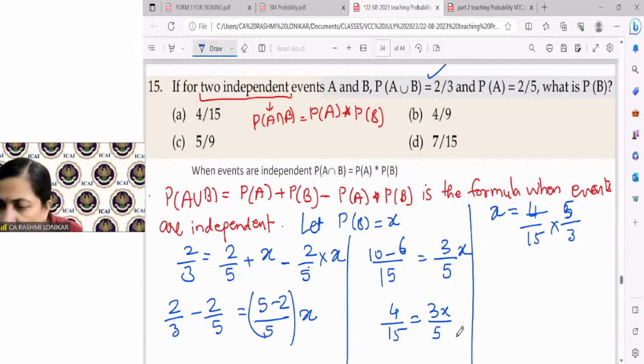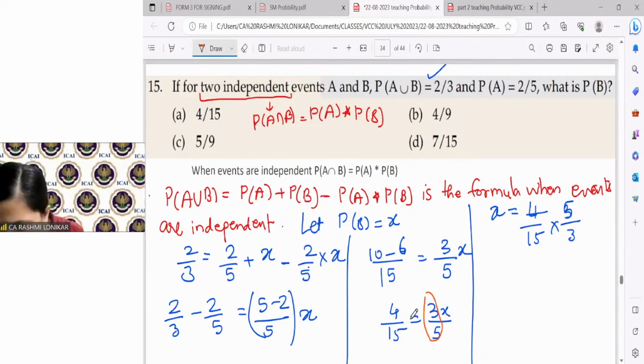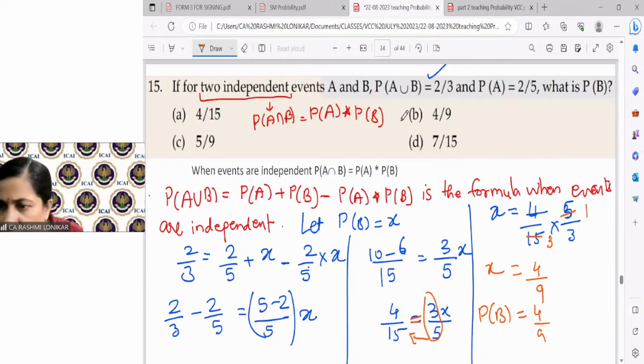Okay, 4 upon 15 and this 3 by 5. This 3 by 5, when it crosses the equal to sign, it flips, so it becomes 5 by 3. So 5 ones are 5, 3 threes are 9. So the answer is 4 upon 9. X is, what is X? X is P(B). P(B) is 4 upon 9. The answer is B.